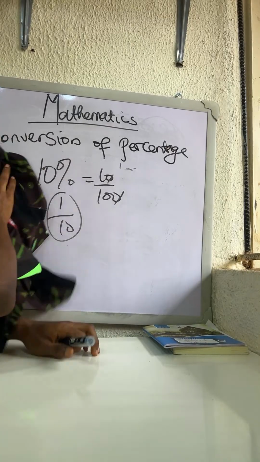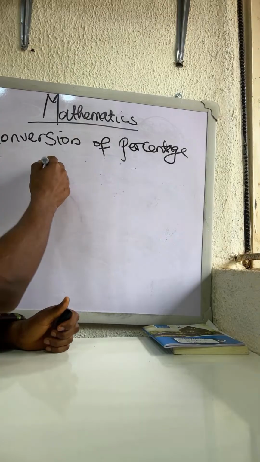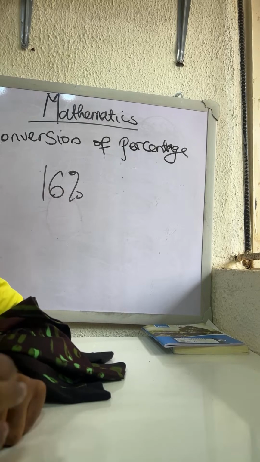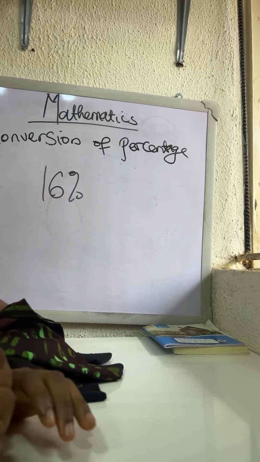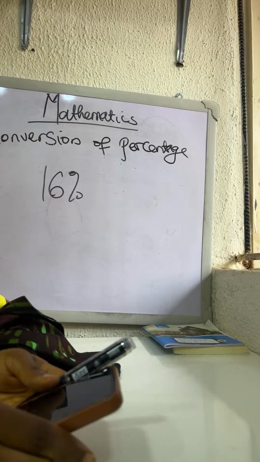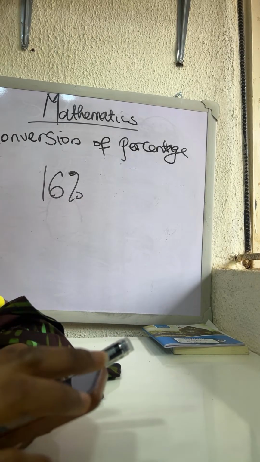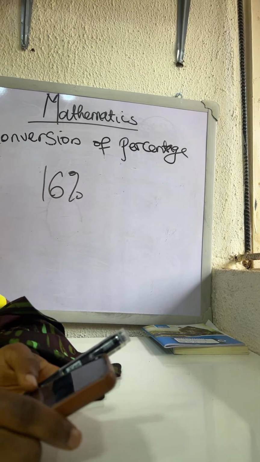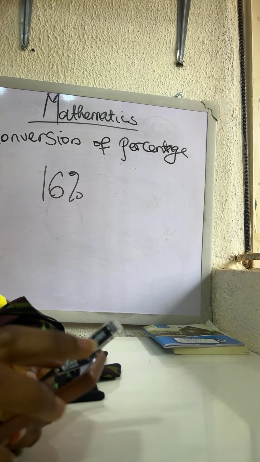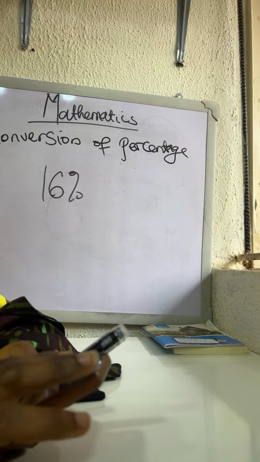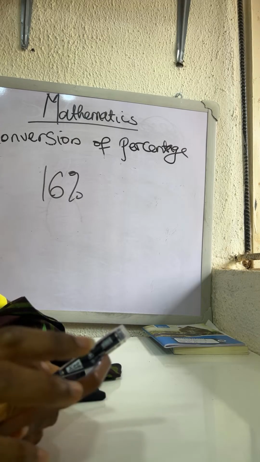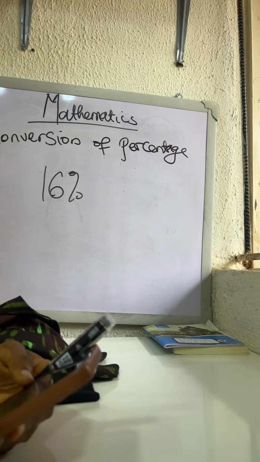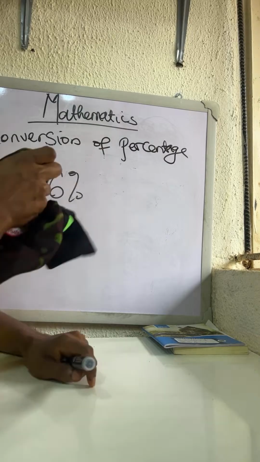Okay. So let's look at the next one again. Let's try this one, 16%. Can you get it? What is 16%? You first have to do 16 over 100, and then cross out the 6, and then it'll be 1 over 10. So the correct answer is what? 1 over 10. Okay. So clap for yourself, okay? So this is very, very easy to do.